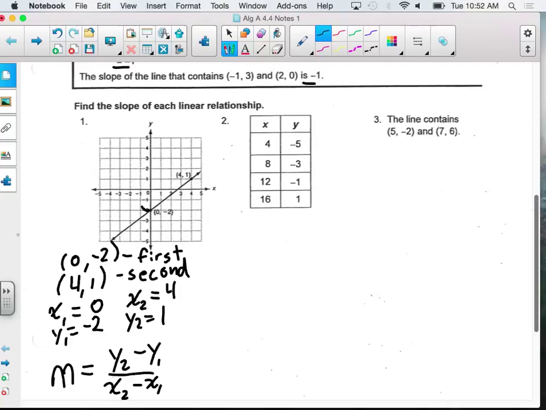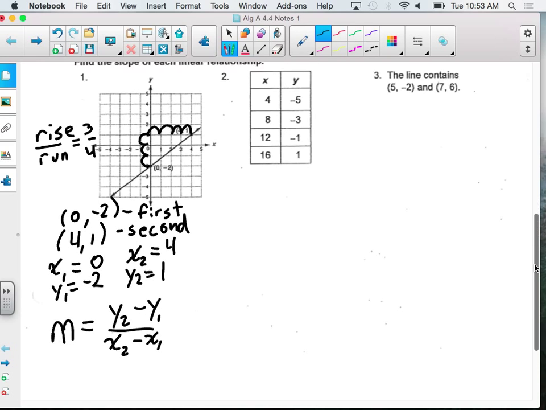Four. 1, 2, 3. So our rise would be, I'll write that over here, over 4. Rise over run equals 3, and then after we're here, how many units do we have to move? 4? 1, 2, 3, 4. So our rise over run would be 3 over 4. That's just looking at our graph right now.